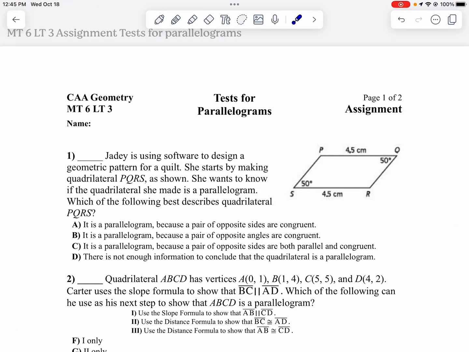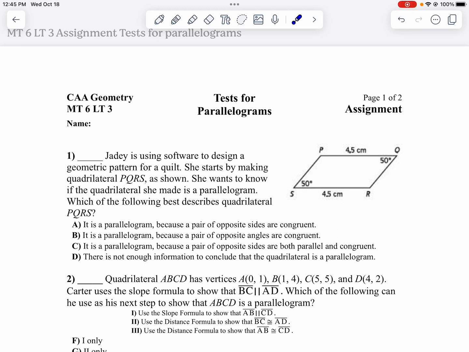Hey, let's take a look at your 6-3 assignment on question number 1. We got JD, she draws this shape, and we want to know, is it a parallelogram? Is it a parallelogram because of A, the opposite sides are congruent? Notice we got one pair of opposite sides congruent, but we don't have both pairs congruent, so it's not A. So we're going to throw A out.